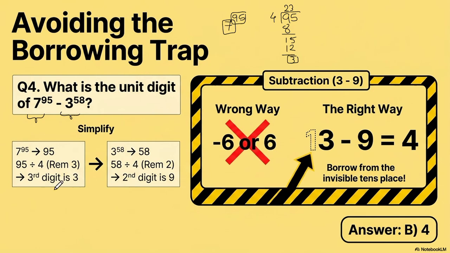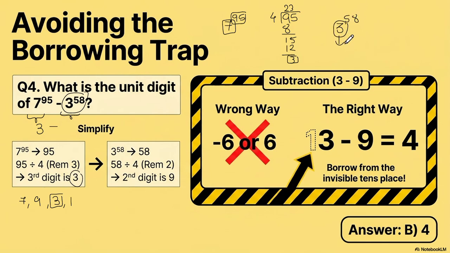In the cycle of 7, the first number is 7, the second number is 7 sevens are 49, so 9, then 7 nines are 63, so 3, and after that 1. So the third digit is 3. Our unit place is 3 for the first number, minus the second number, which is 3 raised to the power 58. So the base number is 3.